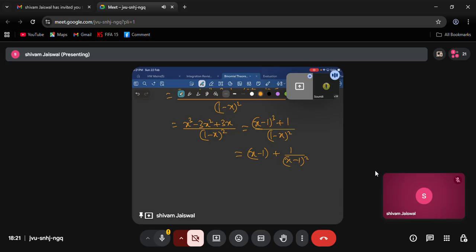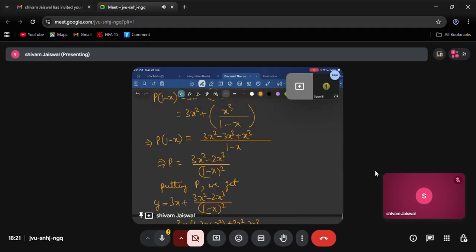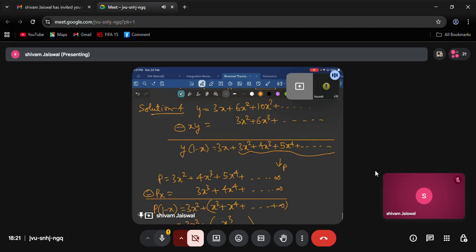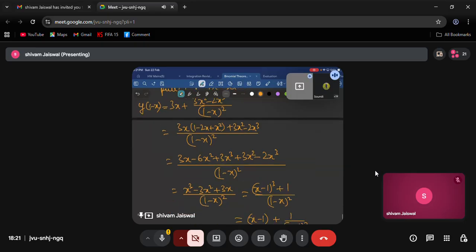Okay, wait, let me check. So many steps I have done. Isn't there y into 1 minus x? It was y into 1 minus x, right? Oh, yes. So it was y into 1 minus x. Instead of this, it has to be 1 minus x. Okay, so the denominator becomes 1 minus x whole cube.